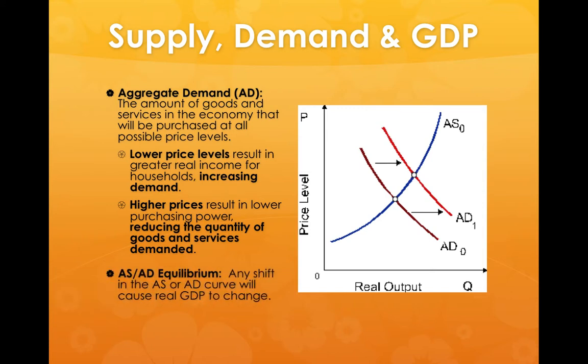The aggregate supply and aggregate demand equilibrium: any shift in the aggregate supply or aggregate demand curve will cause real GDP to change. And as you can see in the graph to the right, as real output increases and supply increases and aggregate demand shifts to the right, as those levels change, you have a change in the equilibrium output.